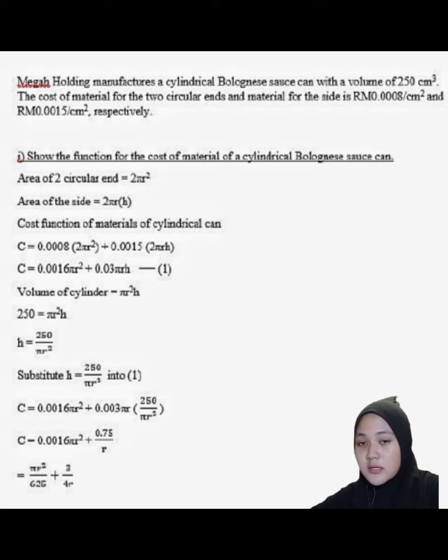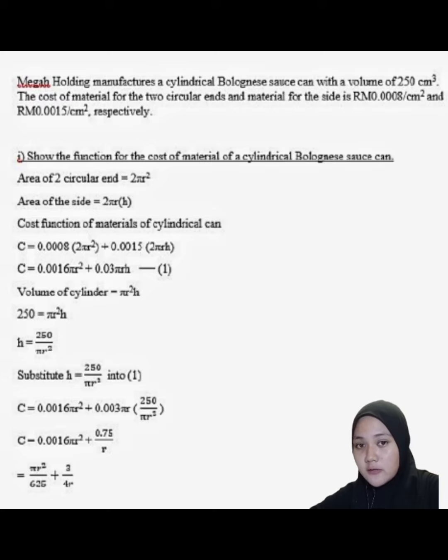So the solution is, the area of two circular ends is 2πr² and the area of the side is 2πrh. So the cost function of materials of cylindrical can is C equal to 0.0016πr² plus 0.03πrh. So formula volume of cylinder is πr²h.